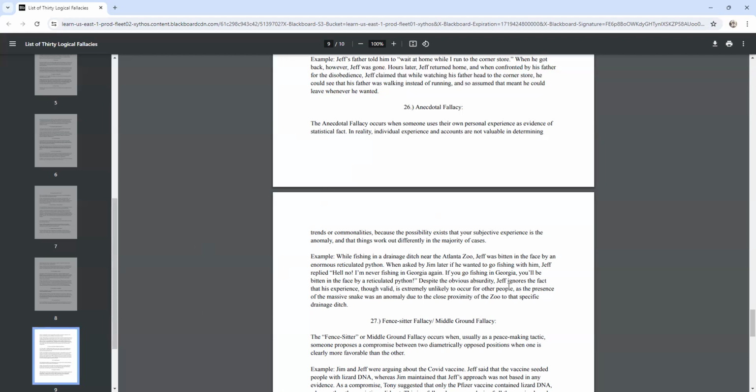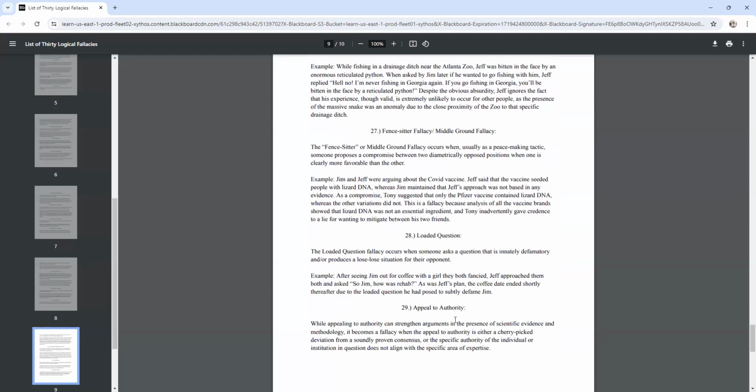Despite the obvious absurdity, Jeff ignores the fact that his experience, though valid, is extremely unlikely to occur for other people, as the presence of the massive snake was an anomaly due to the close proximity of the zoo to that specific drainage ditch.